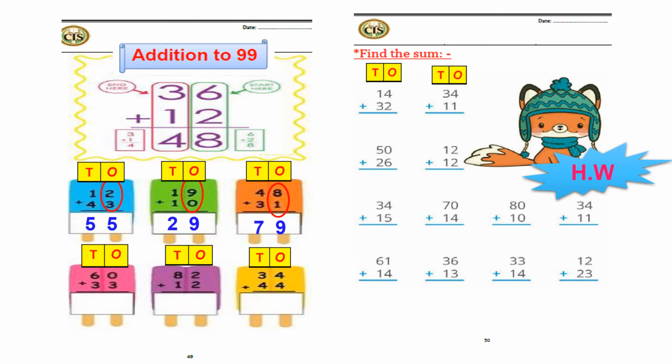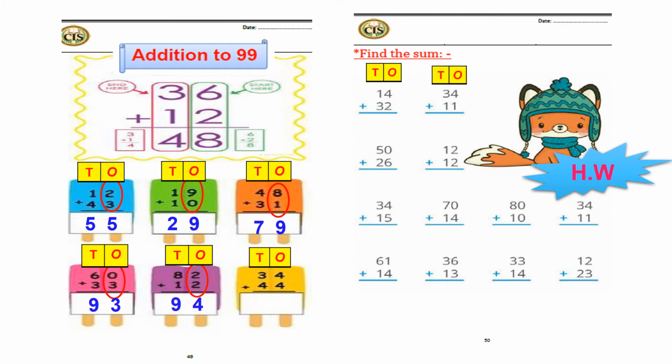79. Here 60 plus 33, ones with ones, tens with tens. Ones with ones, 0 plus 3 equals 3. 6 plus 3 equals, count after 6, 7, 8, 9. So the sum is 93. 82 plus 12. Ones with ones. 2 plus 2 equals 4. 8 plus 1 equals 9. So the sum is 94.